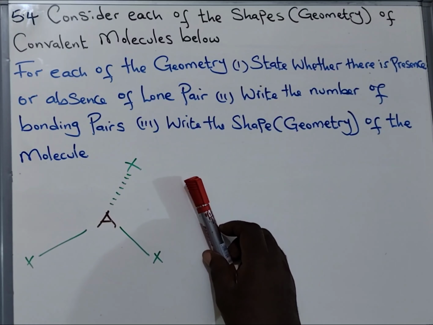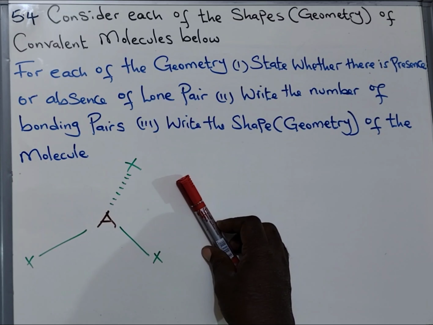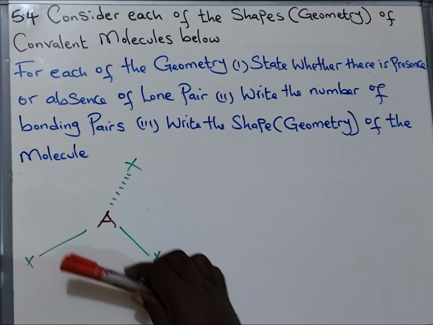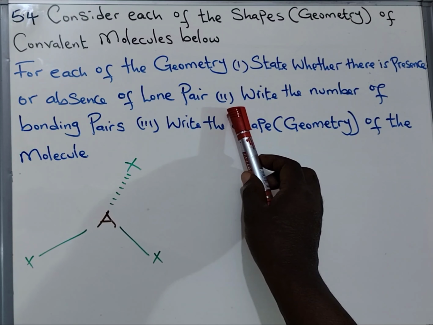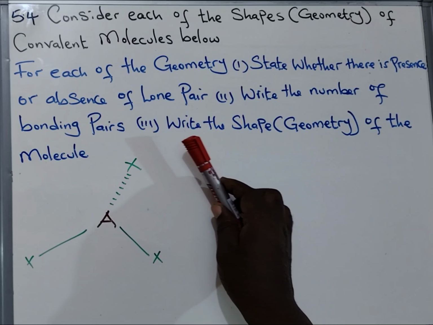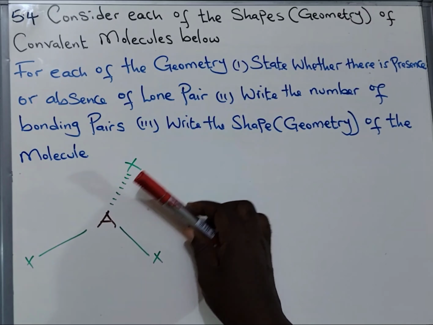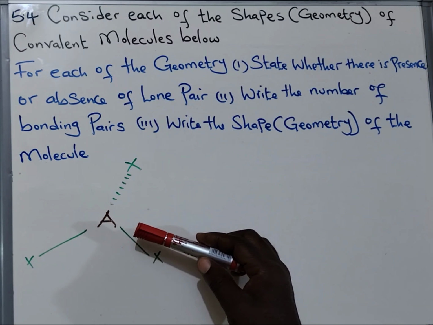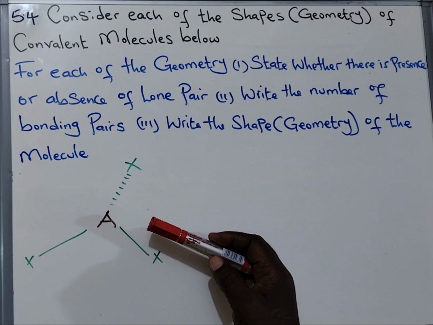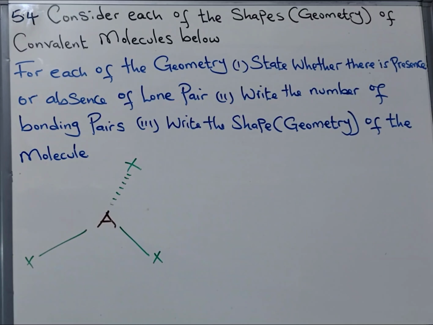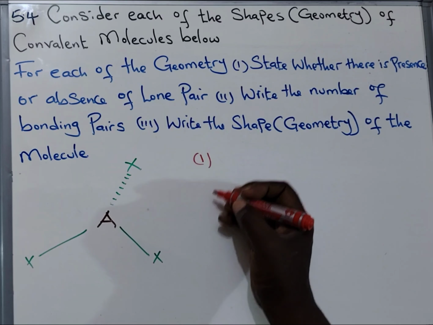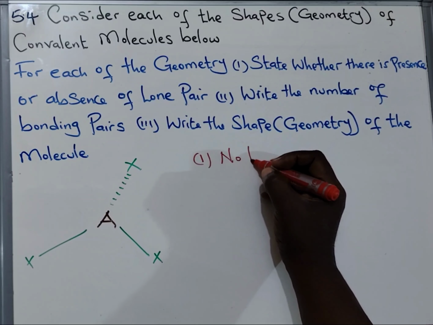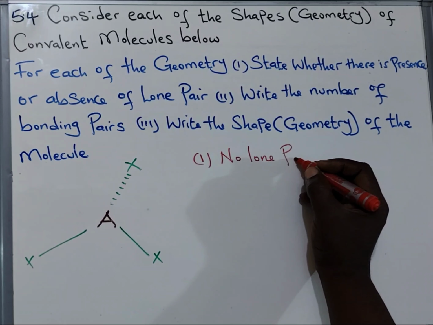Yes, so we come to this shape. Okay, and we see the distribution of the bonding pairs. The first one says state whether there is presence or absence of lone pair. When this question comes, actually they are talking about the central atom, whether it's having lone pair or not. So what can we say about here? The distribution shows that there is no lone pair. So answer is no lone pair.